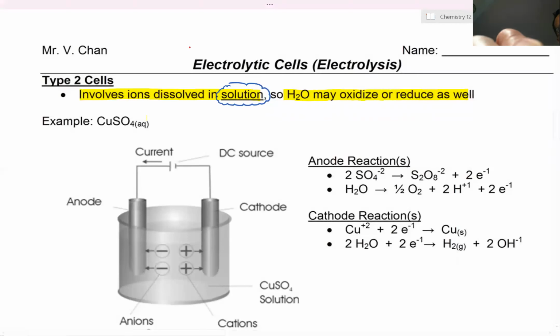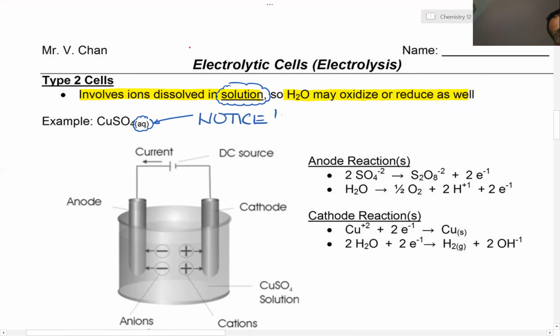Let's say we have CuSO4, but notice the phase symbol. This is aq. You notice this. Another way you can say it's a solution is like a 1 molarity CuSO4. So in this case, it's a solution. You have to consider water. Now, again, the setup is the same.